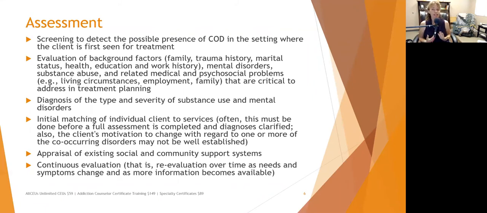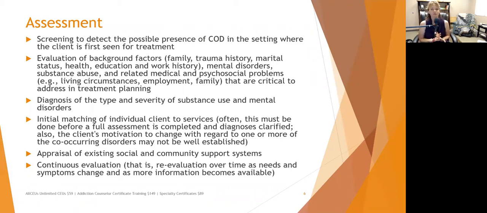During an assessment, a diagnosis is made of the type and severity of substance use and mental health issues, and a lot of times we also refer out for a physical at that point to rule out any physiological issues like HIV, hepatitis, hypothyroid, cirrhosis of the liver, anything like that, which may be a complicating factor. Then we match, during the assessment, the client to services.